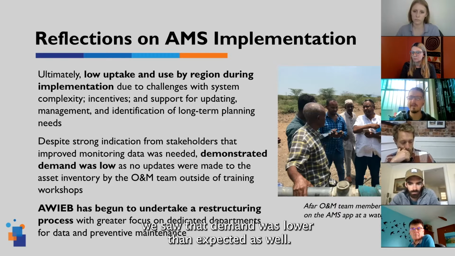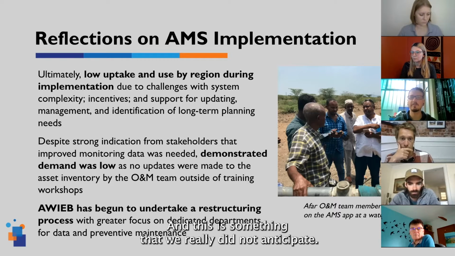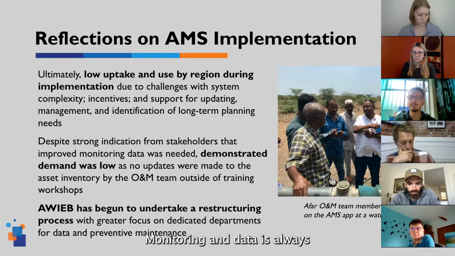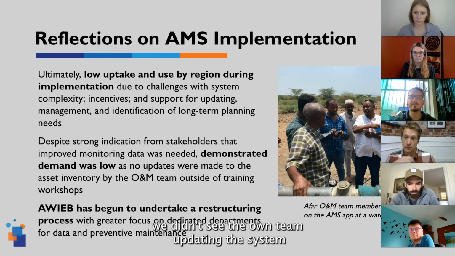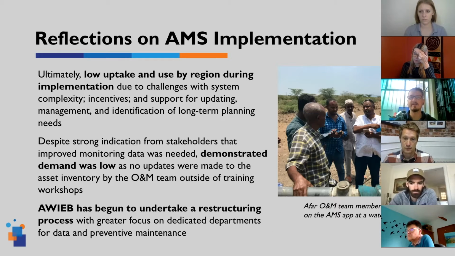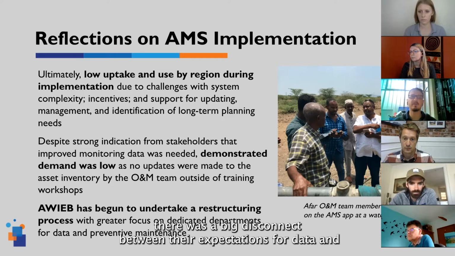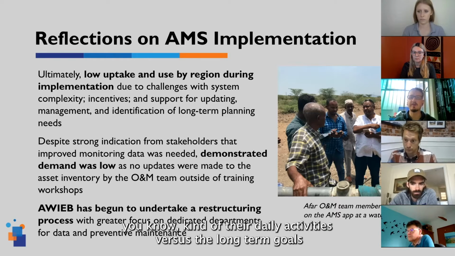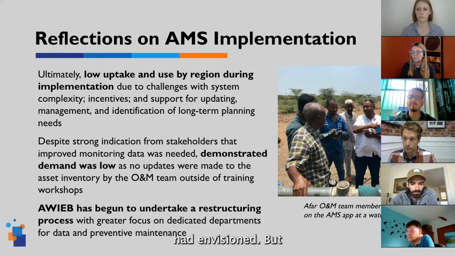We saw that demand was lower than expected as well, and this is something that we really did not anticipate. Monitoring and data is always said to be very important, but we didn't see the O&M team updating the system as much as we expected, and I think they found that there was a big disconnect between their expectations for data and what the system could actually deliver, and how those things aligned with their daily activities versus the long-term goals that this project had envisioned.